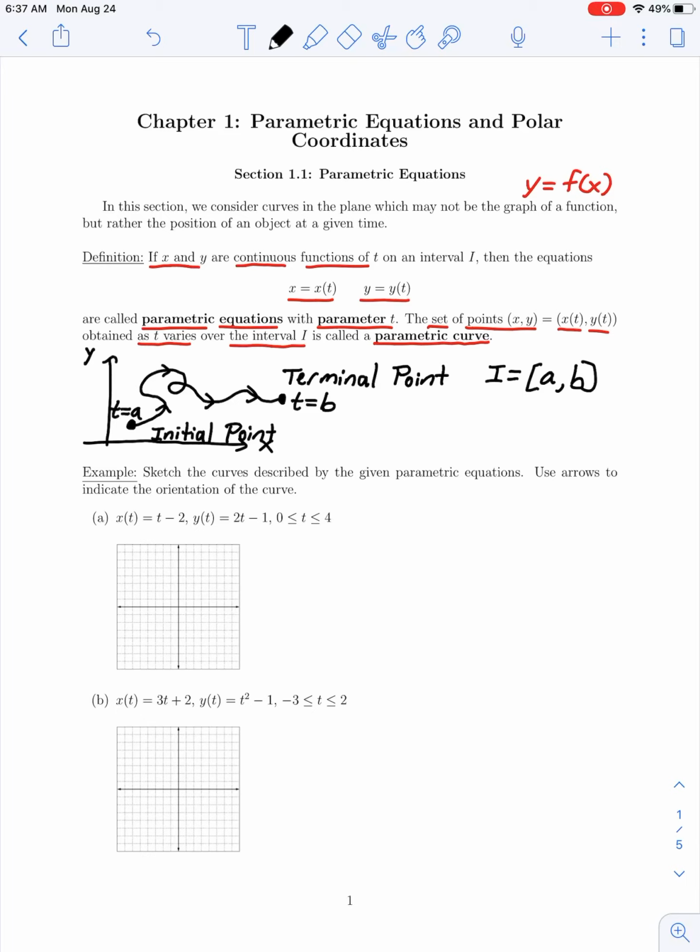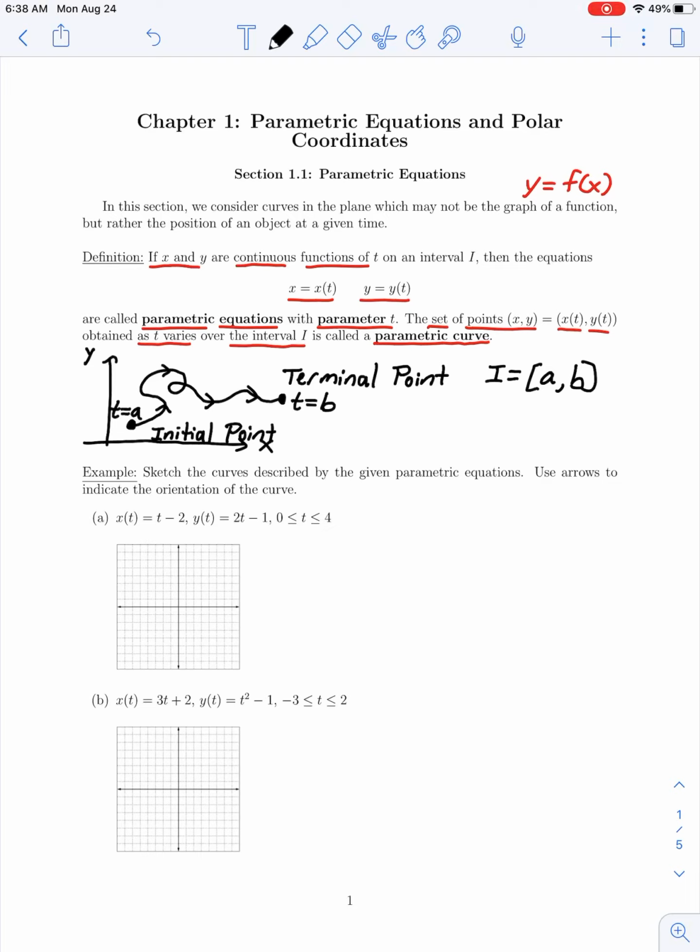So we can see for this curve that I sketched out, certainly it is not the graph of a function because it doesn't pass the vertical line test. However, we could describe that curve by using parametric equations. So now that we have a definition of parametric equations or a parametric curve, let's look at some examples of sketching parametric curves. And we'll see a couple of different techniques.